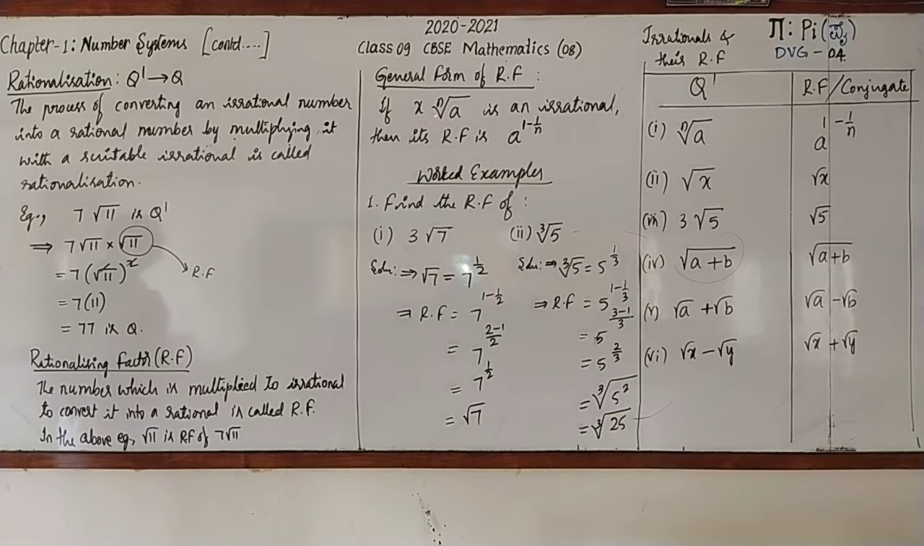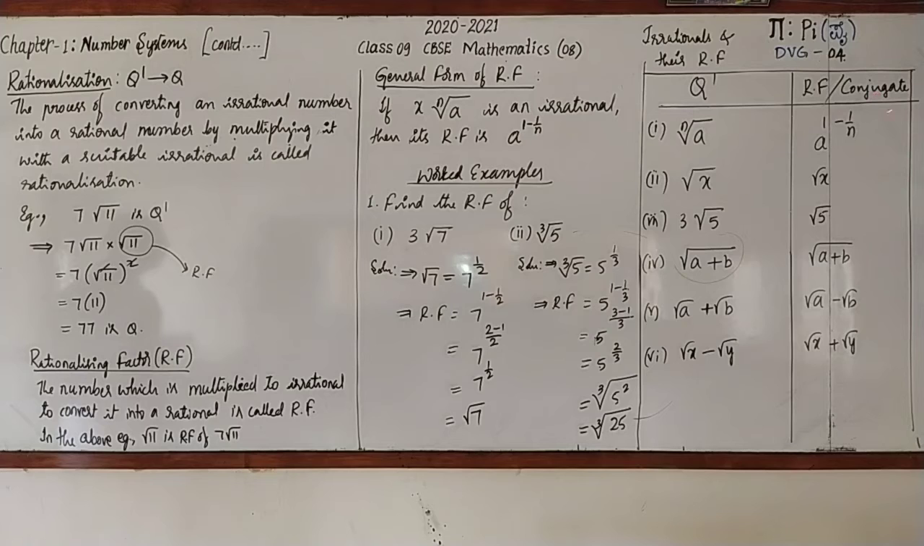Here, x into nth root of a is an irrational and its rationalizing factor is a raised to the power 1 minus 1 by n. Then we have taken a few examples, only 2 examples, to find out the rationalizing factor. Then after that, this table is very important. Observe it. We have written the irrational numbers and their rationalizing factors are conjugates.